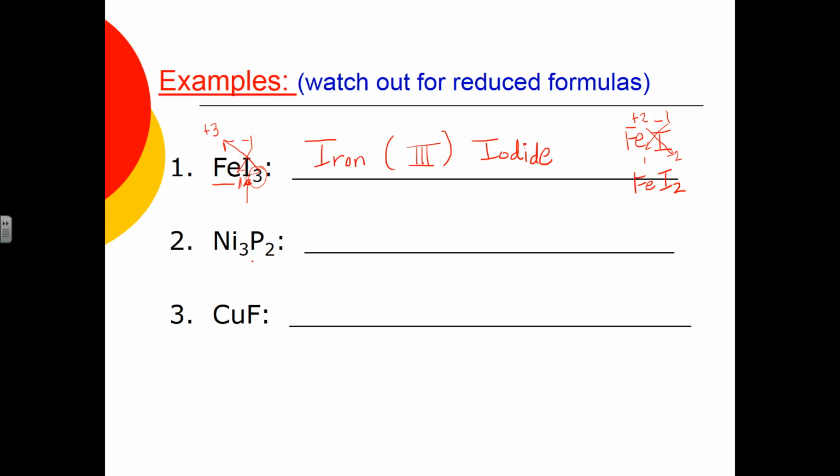Let's look at number 2. Nickel is also a transition metal, so that means this compound is going to need a Roman numeral in the name. But we still name the full name of the metal, nickel.